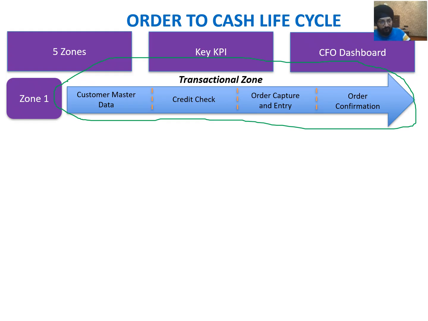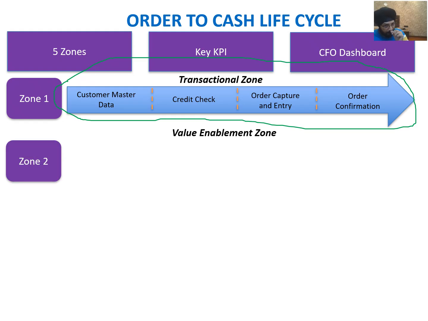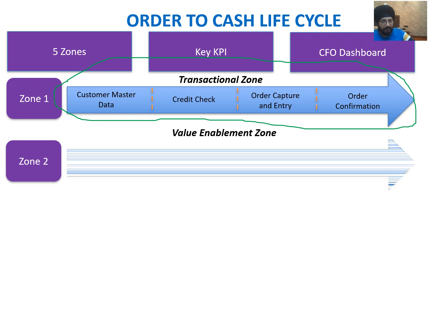So once this phase of transactional data is covered, the transactional zone is over, and then we move to the second zone. And what is that second zone? The second zone is the value enablement zone. This is called zone 2. And why do we say value enablement zone? Let's see the sub processes which are covered here.